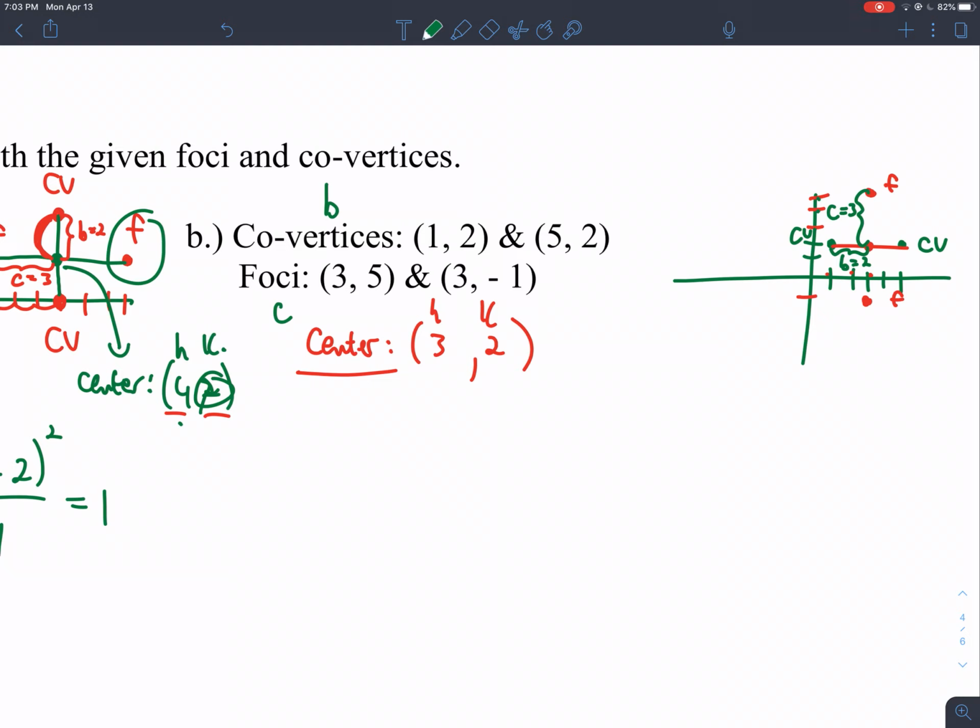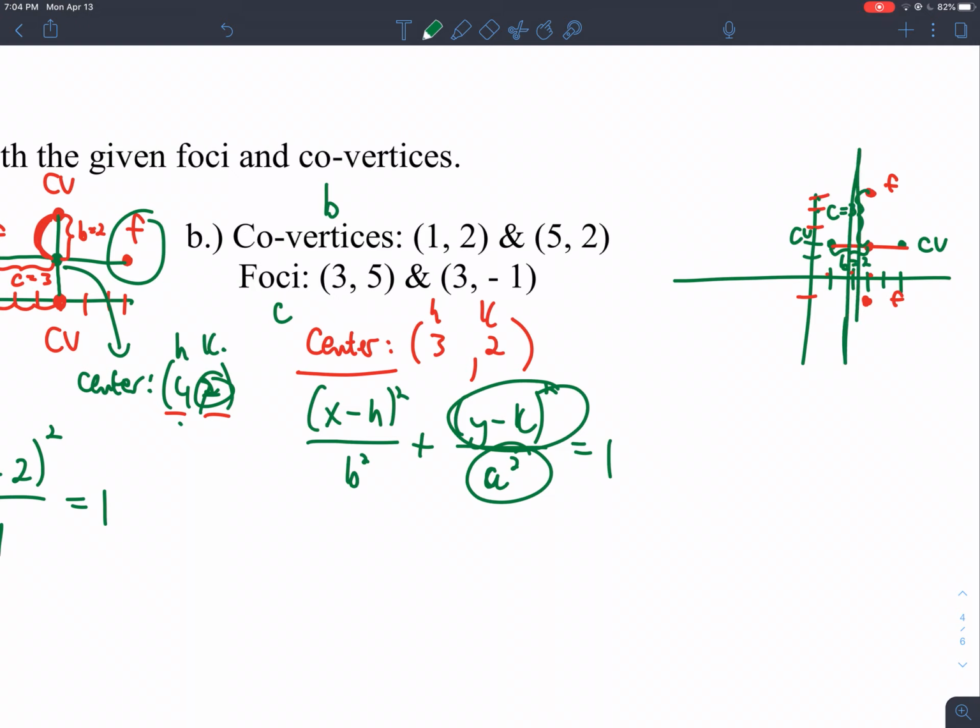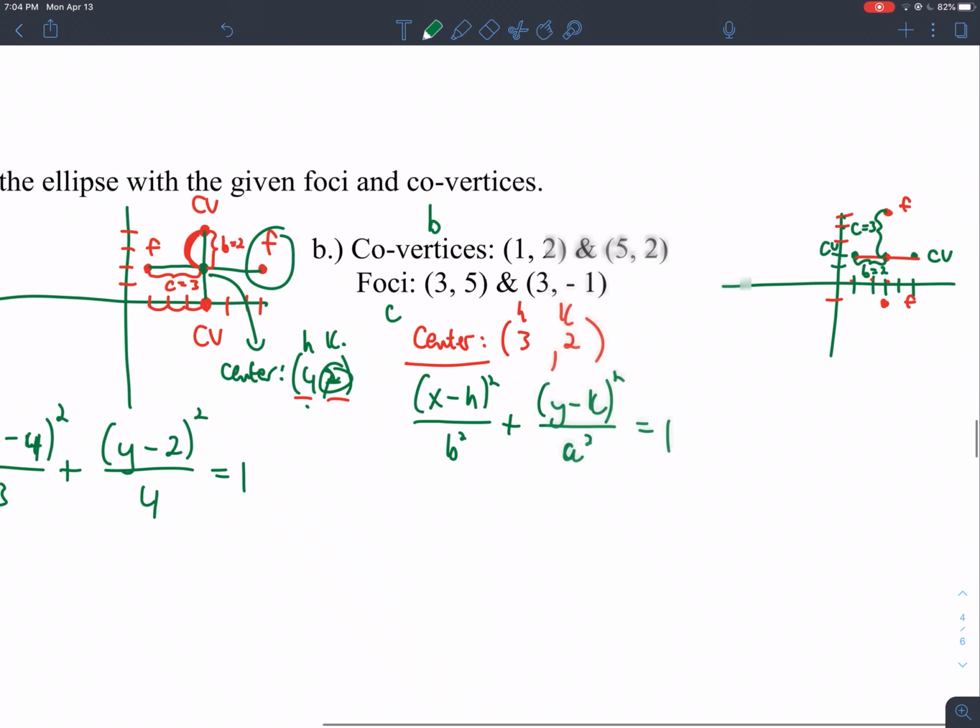I need to know the formula. Again, the major axis goes this way through the foci, and that means it's a vertical ellipse. Vertical ellipse means the bigger number is under y squared. So the formula looks like this. This is now b squared, okay? And I have this. So the bigger number is under y because the y direction is the major axis. Okay, and then we can start plugging stuff in, but you'll see that we run up against something.